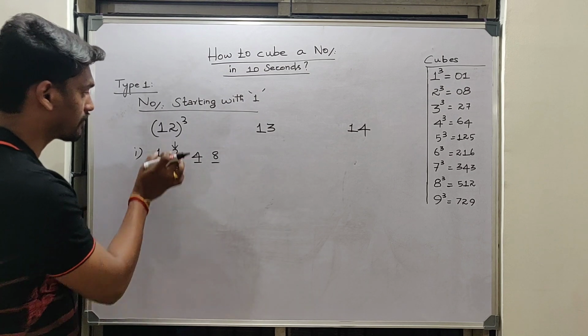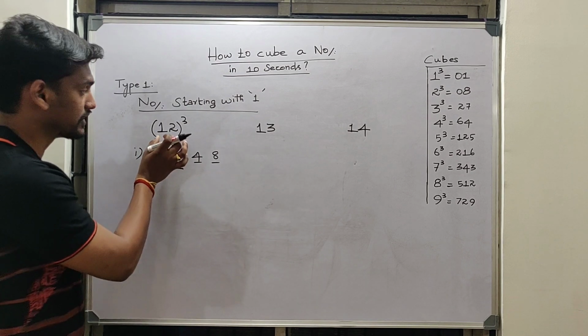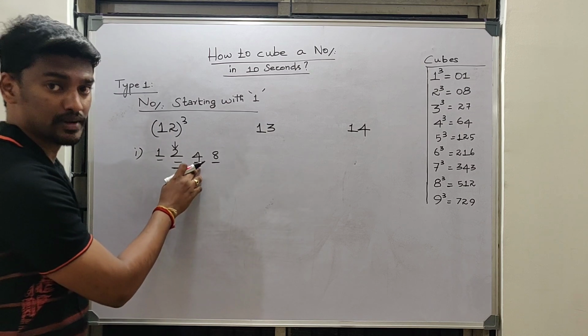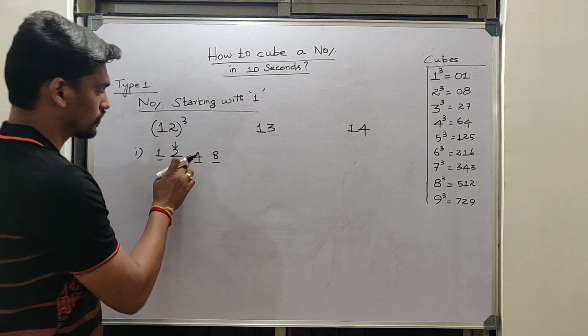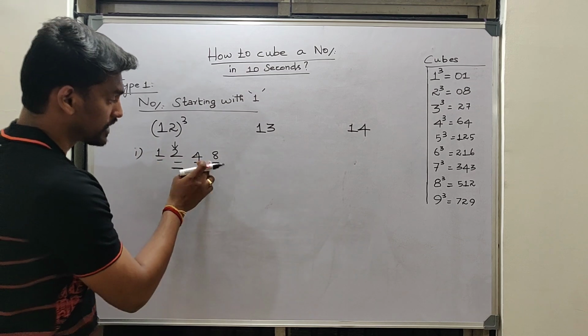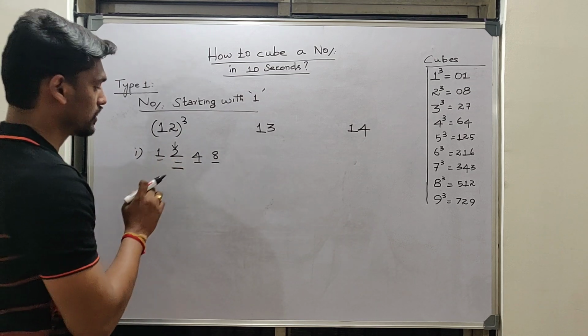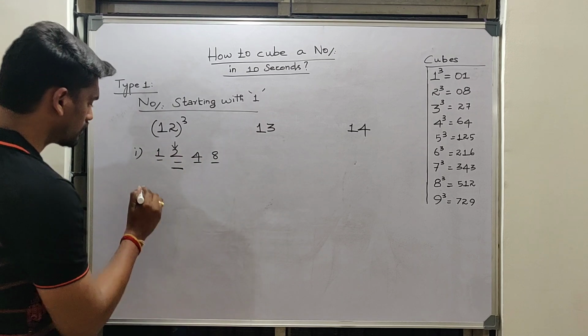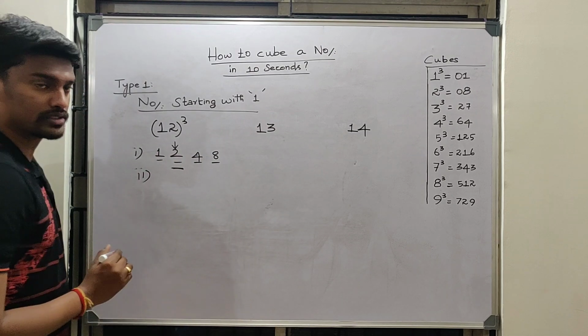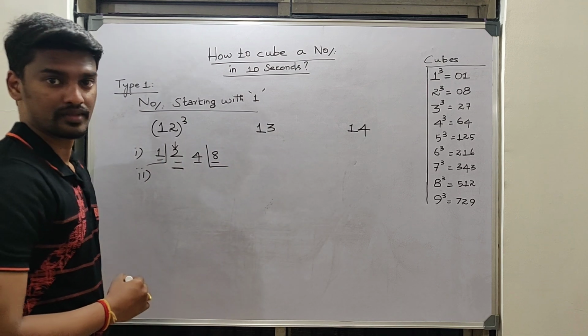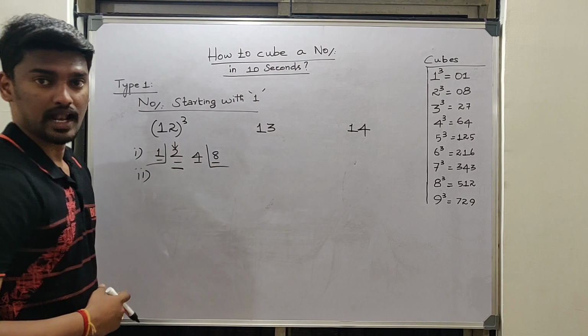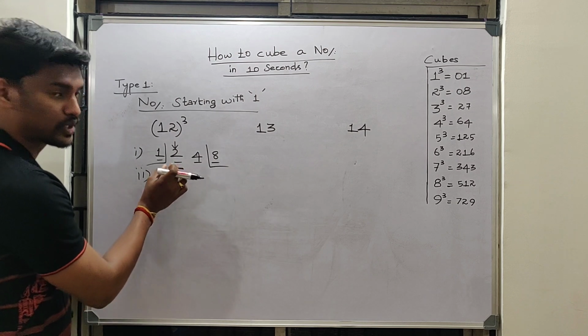So what I have done, I have written the number which is given over here. In the third place, I am just taking the second number and squaring it. So 4 is written over here, and in the fourth place, I am cubing the number. So 2 cube is 8. In the second step, I am going to remove the first and the last number. So the remaining numbers are 2 and 4.